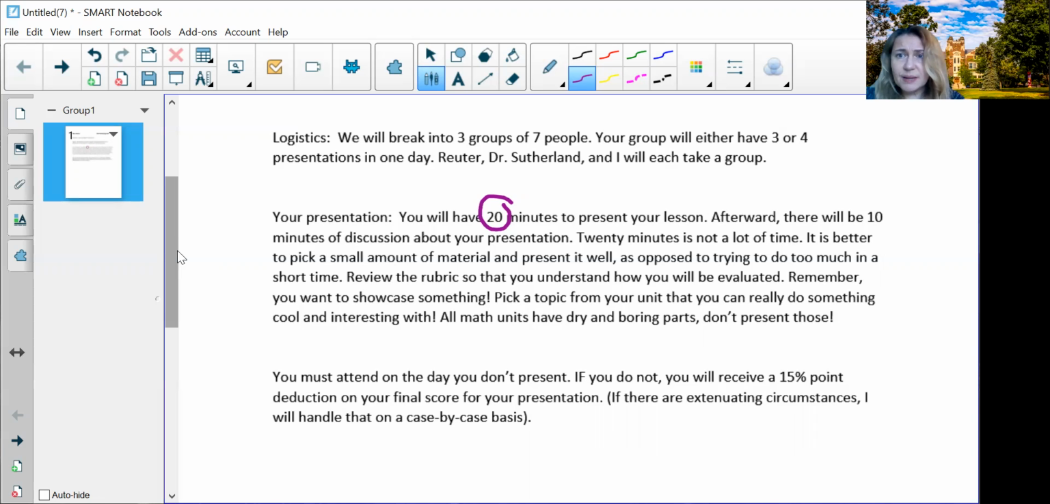So something else that I want to point out to you, your unit's going to have some dry, boring parts because that's how math is, right? There's some parts that are kind of procedural and just not super interesting and exciting. Your job is to showcase. All right, you want to pick the most interesting, exciting thing that you could possibly come up with from your unit, and that's what you want to present on. All right, so don't pick a topic that's dry and boring.